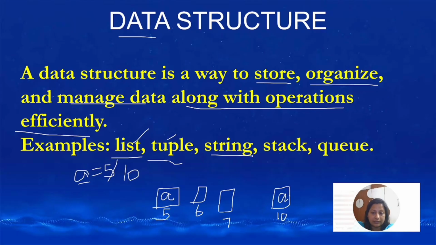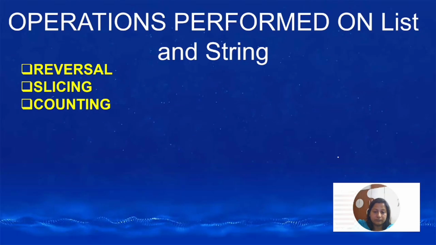But if you're taking the string, it is always enclosed with single quotes or double quotes. So these are the three data types we had discussed last year, and if you're taking the tuple and string, it is immutable, but list is mutable. How it is going to be arranged in the memory location is what we are going to talk about, the organizing and managing of the data along with the operations. Okay, so there are two important data structures, stack and queue.